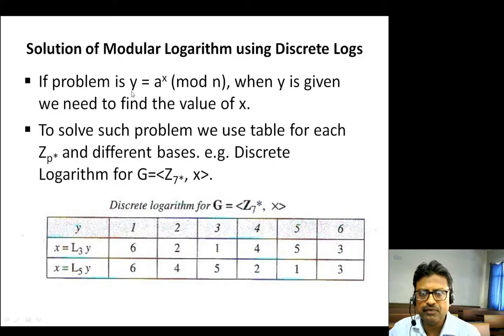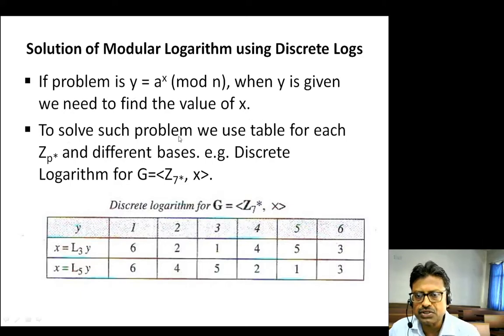Now the problem was: y is equal to a to the power x mod n, and if you know y, how do you find x? How to find x is very simple. If you take log on both sides, it will be log y is equal to x log a mod n. If we take the base as a, then log a to the base a will be equal to 1. So x can be found as log of y to the base a mod n. It means this value has to be taken as the base for calculating the value of x if you know the value of y.